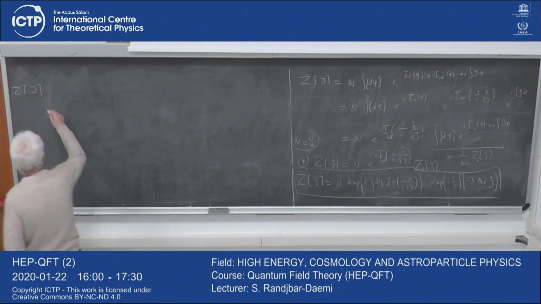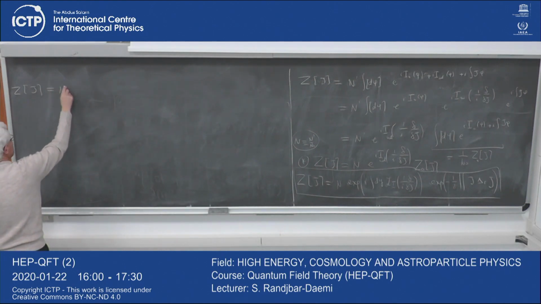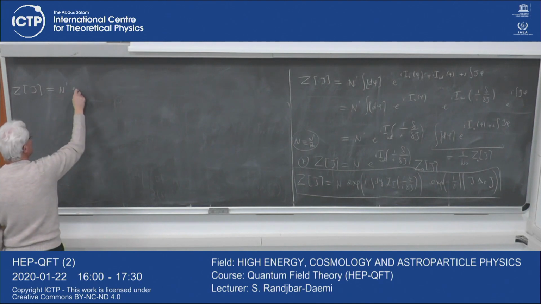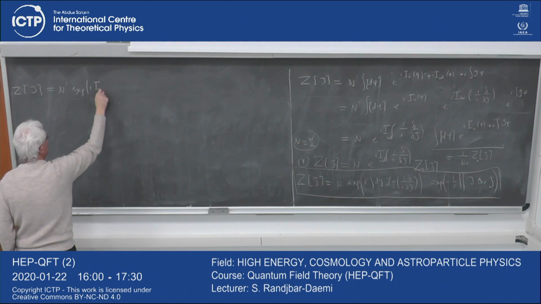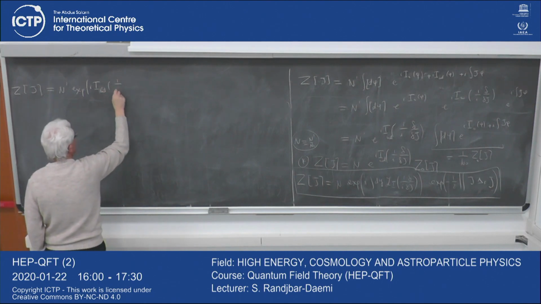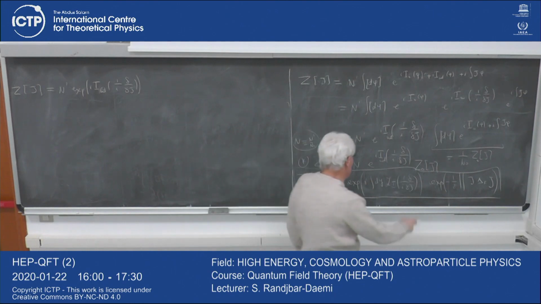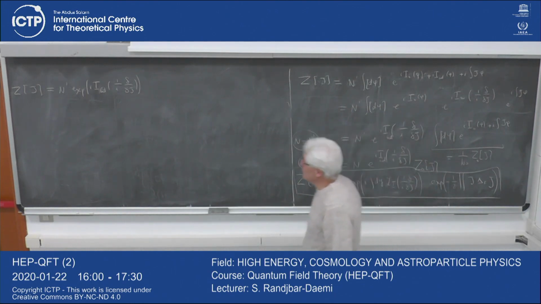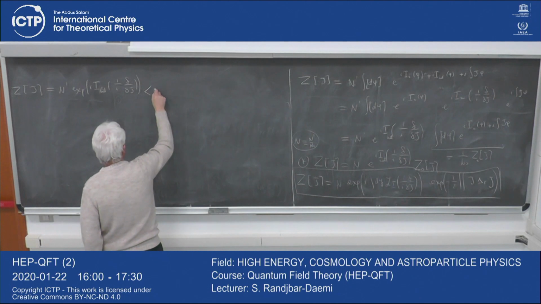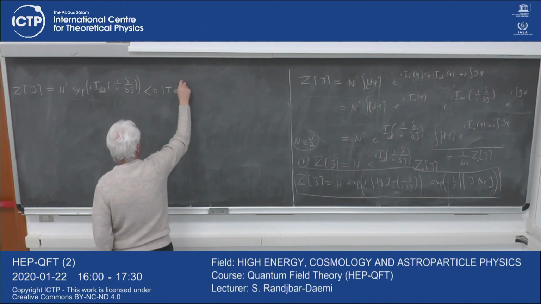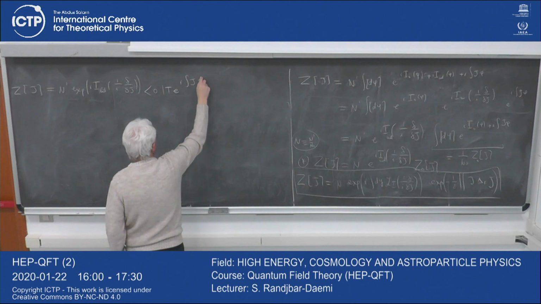But this time, I would like to write it in this way. So there is an N prime there. There is exponential of i interaction. Let me put just, well, i looks a little bit silly, so I'm writing it like this: 1 over i d by dJ. For Z0, this time we would like to put the vacuum expectation value of exponential of i J phi hat.